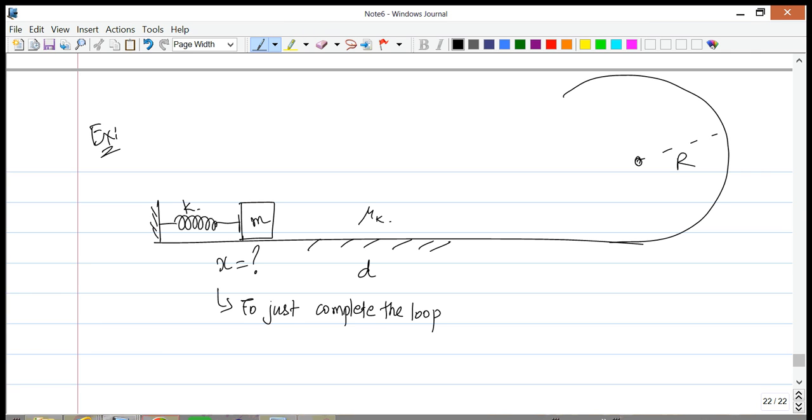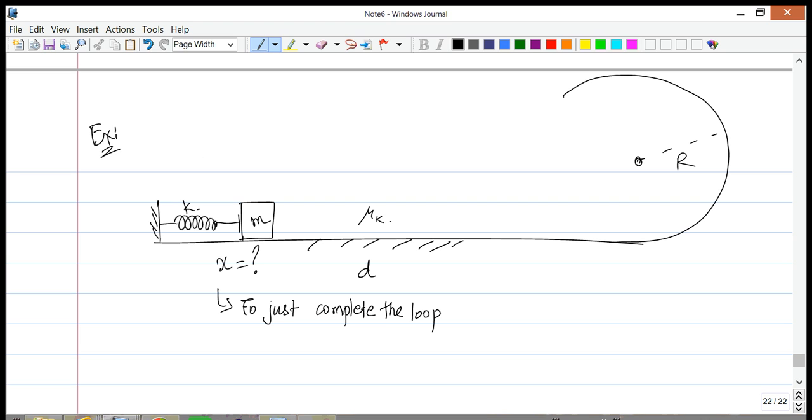Okay, so in this video now we're going to basically repeat the previous problem, but in addition to that we have a rough patch, a rough patch of some distance d, and the question is, hey, what is the minimum x required such that it just completes the loop?